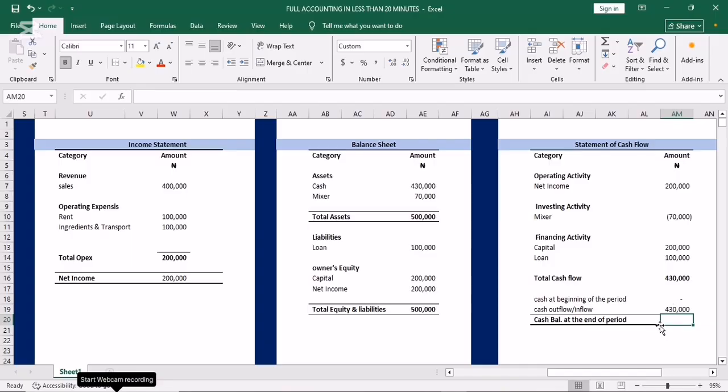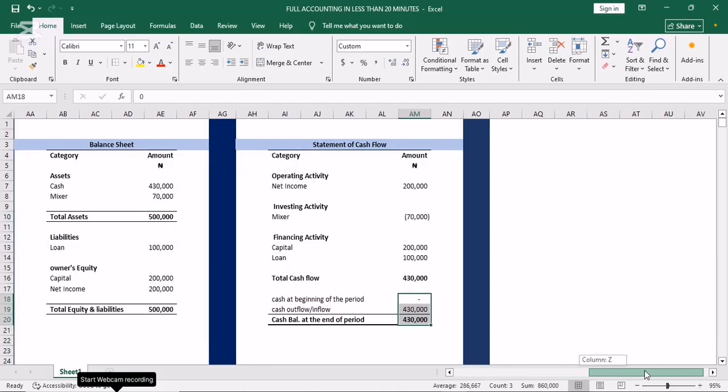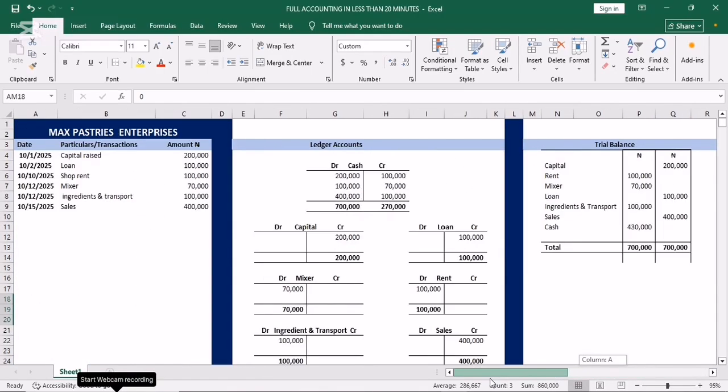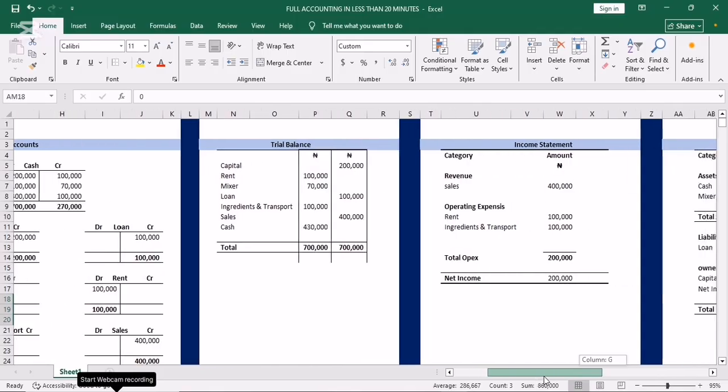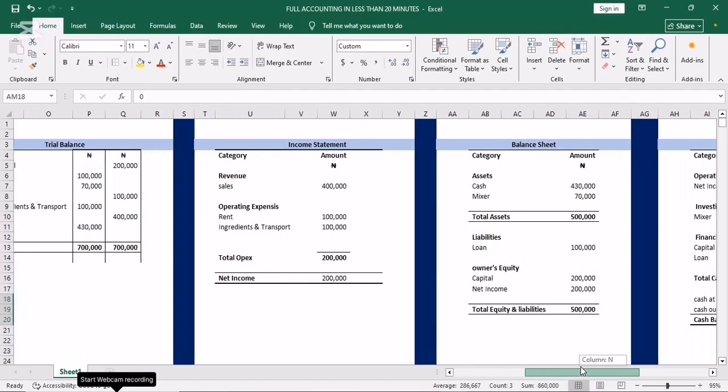All right. So now let's get to the final round, which is the cash balance at the end of the period. How do you do that? You add up the cash at the beginning of the period, which is 0 in this situation, and the difference between the cash outflow and inflow for the period. So we drag up to the point we need our summation to be. Hit on summation right up here. We have 430,000.